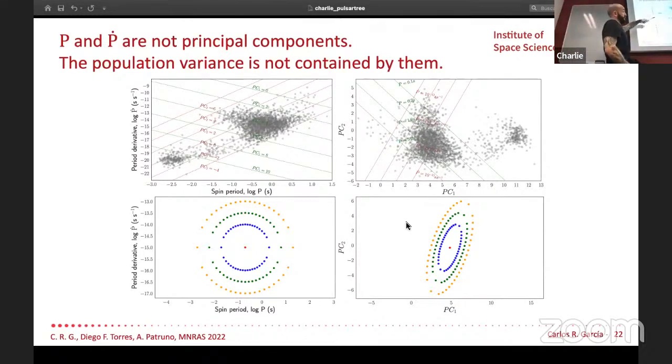In the top part, you see the classic P-Pdot diagram with constant lines representing the values of PC1 and PC2. And on the right side, you see the PC1, PC2 plane with constant lines representing the values for the spin period and spin period derivative. But this is kind of the idea behind the application of the PC method on the pulsar population.